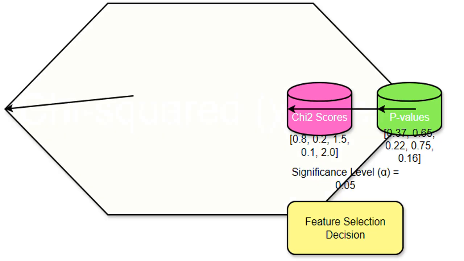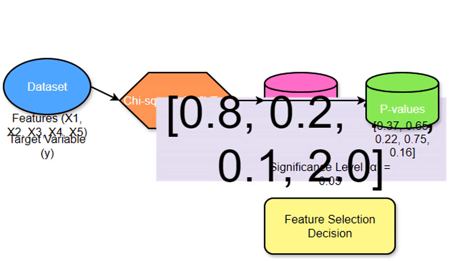I am using a statistical test called the chi2 test to see how strongly each feature is related to the target variable. Chi2 helps me understand if there's a relationship between categorical variables. It's like a detective looking for clues. These are the chi2 scores. Each number represents how strongly a feature is associated with the target variable. Higher numbers mean a stronger association.